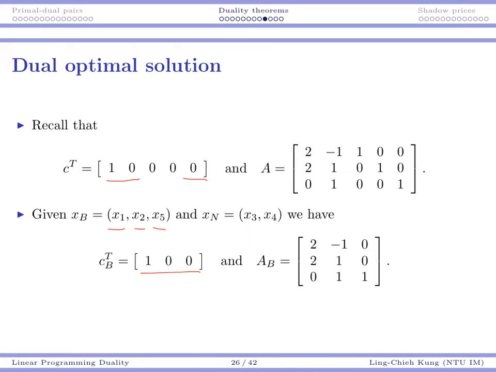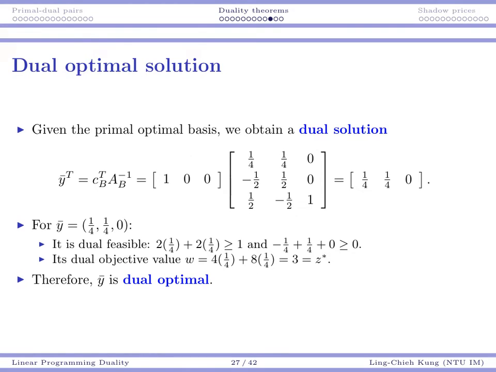That's my CB transpose. For columns 1, 2, and 5, I collect them into my AB matrix. That's why you see this matrix. It directly comes from column 1, column 2, and column 5. So I take the original tableau or the original formulation, but take a subset of them according to my optimal basis, and then get these two elements.